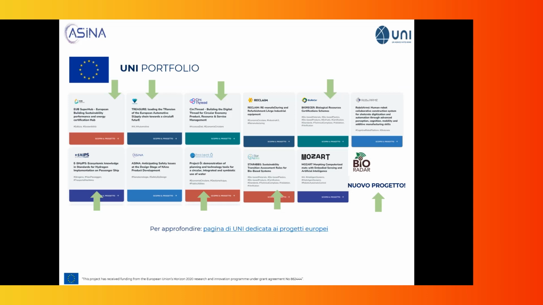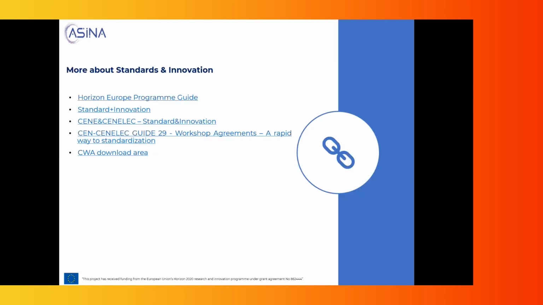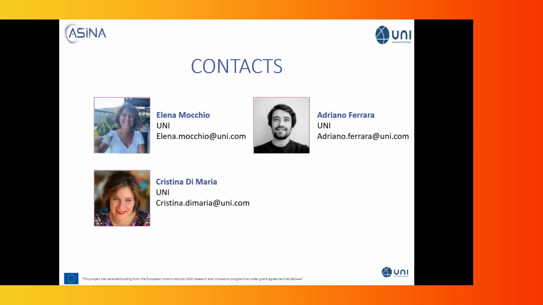And this is our project, just to show you not how many projects we are, but that standardization involves different topics. We move to application of hydrogen, to public transportation ships, to the construction sector, to the automotive sector, to the application of digital product passport, bioproducts, and so on. And I think that's all. This is the link where you can check more details of what I said. I recommend you check a CWA, and also Standard Plus Innovation. And this is our team, not all of it, but just the three reference people.